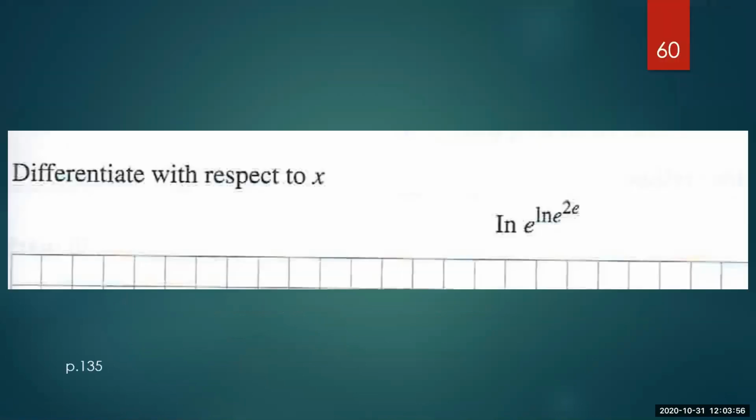I came across this question when I was preparing for this, and it was in some old sample exam paper. And the question is simply: differentiate with respect to x the natural log of e to the power of the natural log of e to the power of 2e.